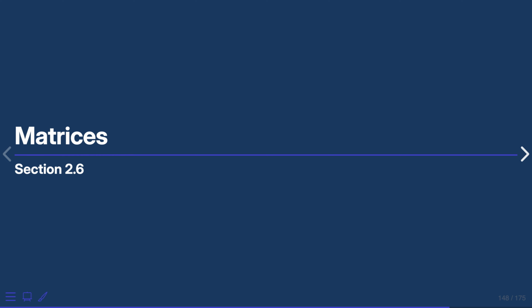Section 2.6. Matrices. A matrix is a rectangular arrangement of numbers in rows and columns. We will learn what a matrix is and how to do arithmetic with matrices.